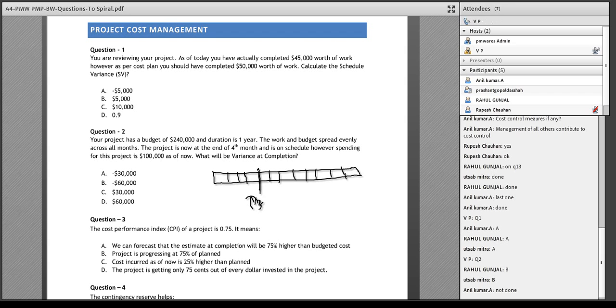So we have to find out PV, EV and AC. What is PV? PV is 240,000 in 12 months. It means 20,000 every month, so in 4 months it should be 80,000. You achieve that completely, but you spend 100,000, right? Is this right?